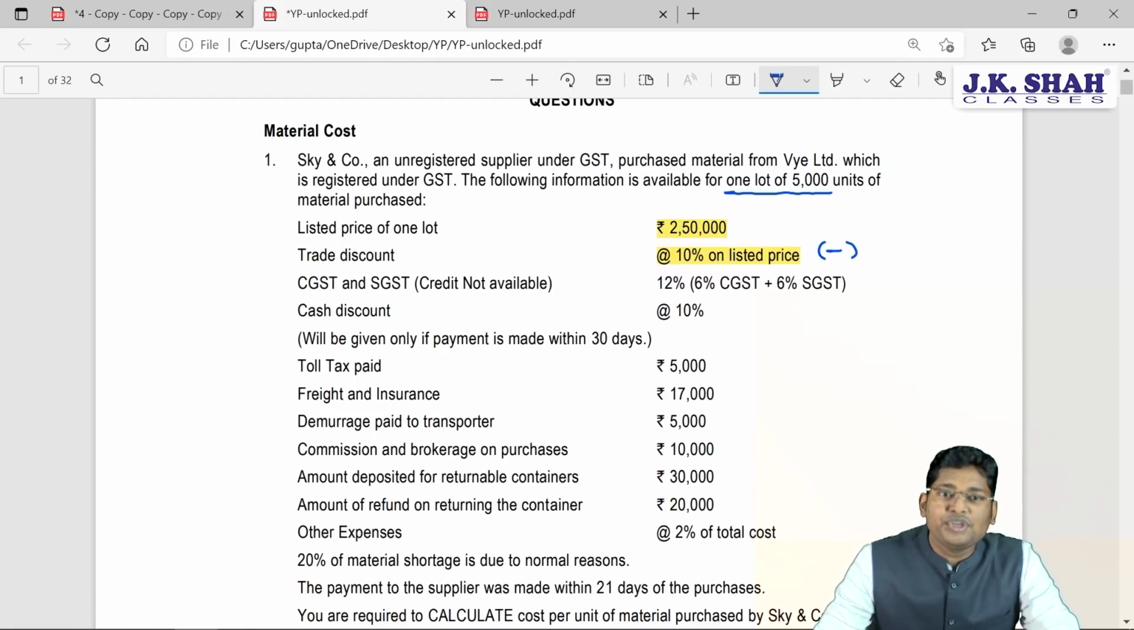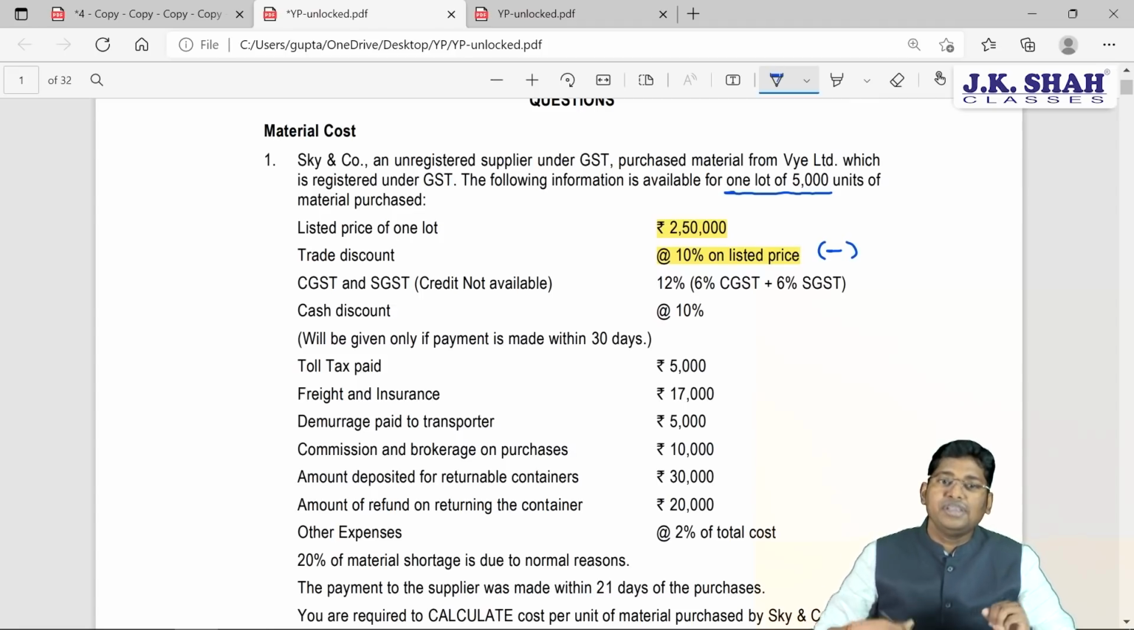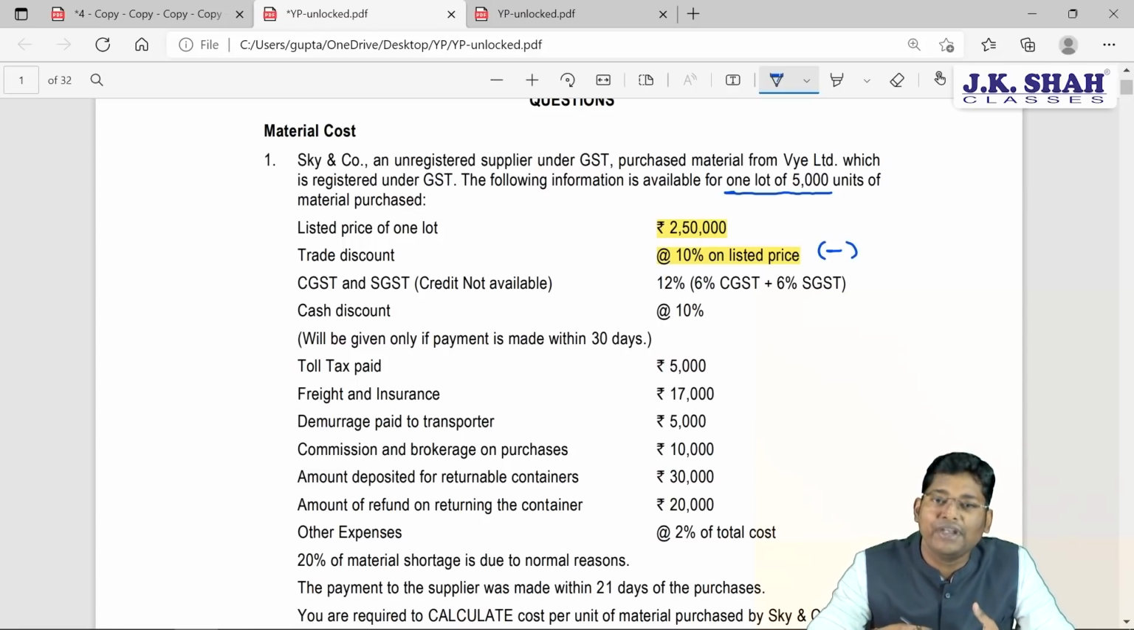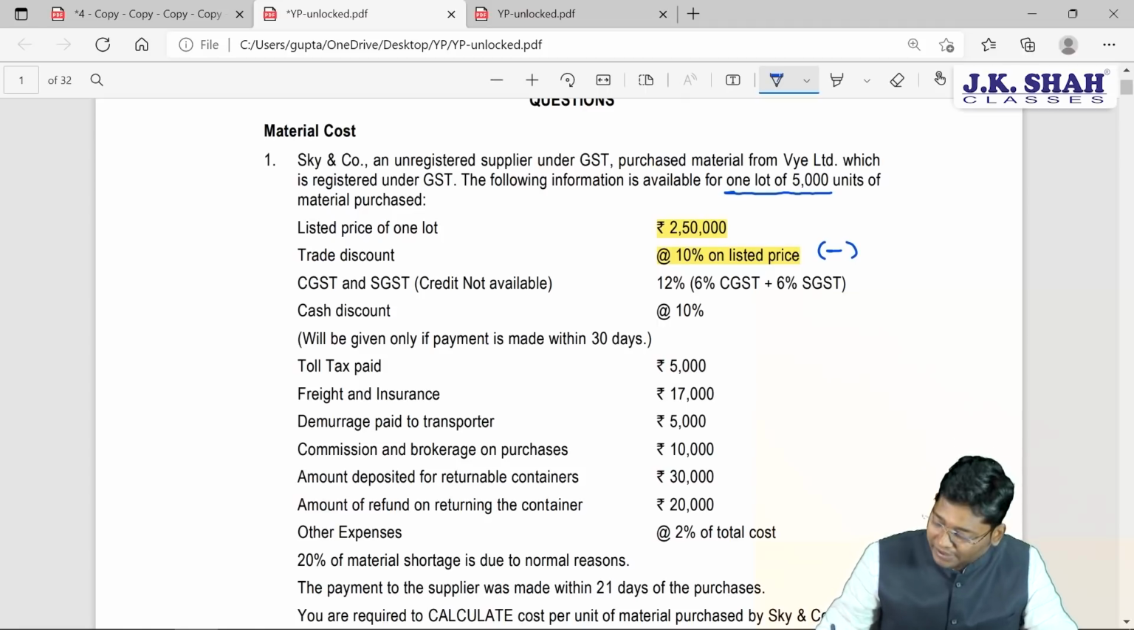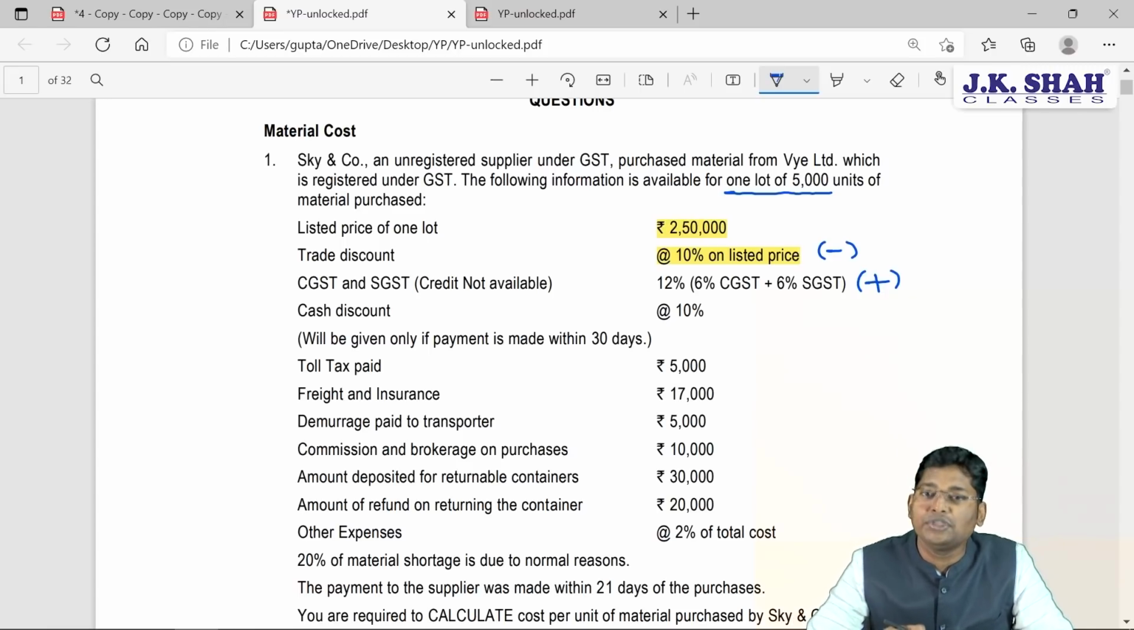CGST, Central GST, and SGST, State GST, is given at 12%. Now breakup of 12% is available, 6% CGST plus 6% SGST, and credit not available. ITC is not available, means you can't claim this particular amount back. That's why this is straightforward expenditure which we are going to spend from our pocket. So this will result in increment of the purchase price, incremental purchase price we have to incur. So this is something additional cost we are going to incur. That is why it is to be added while calculating the cost of a product.